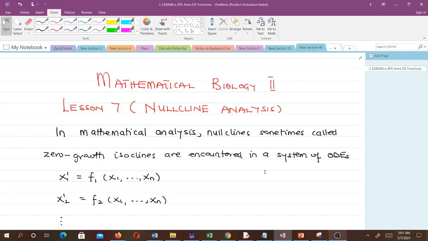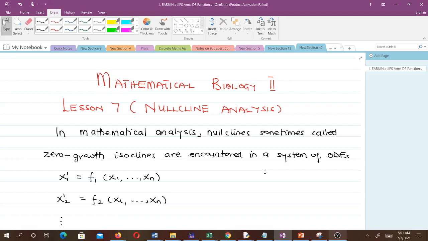So, in this lesson, we'll be talking about Nullcline analysis. So far we've been discussing some population models, and after deriving the models, we mostly analyze them. So far we've analyzed them qualitatively, analytically, using the phase plane analysis. There is also another way that we can do the analysis, and that is called the Nullcline analysis. So that's what we'll be discussing in today's video.